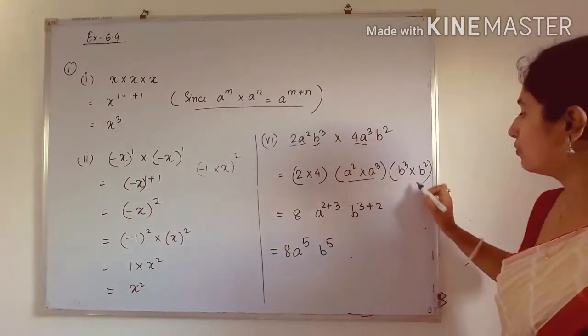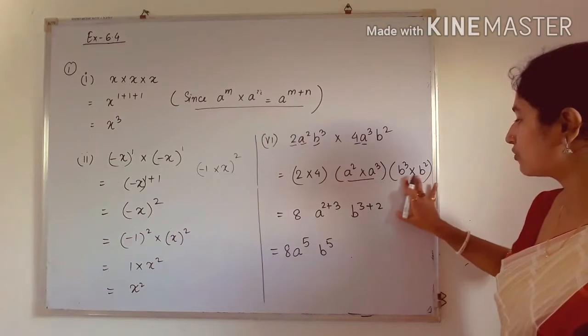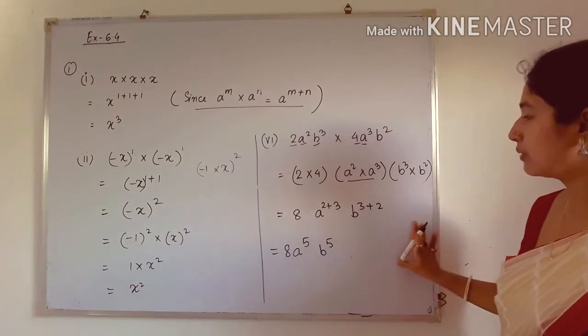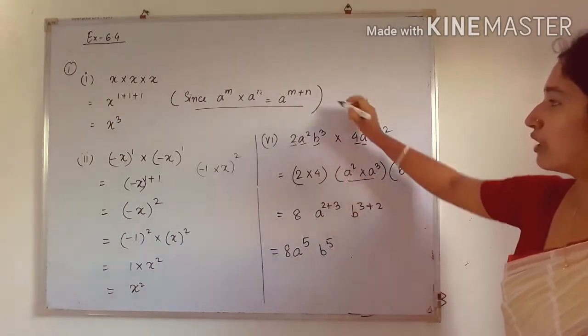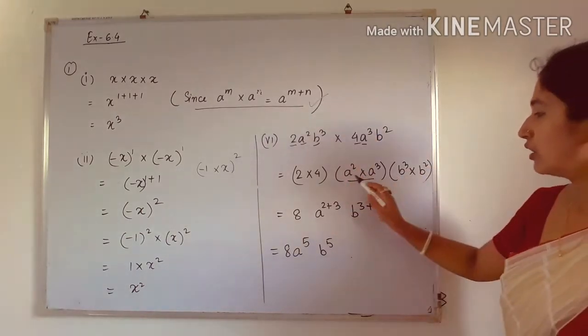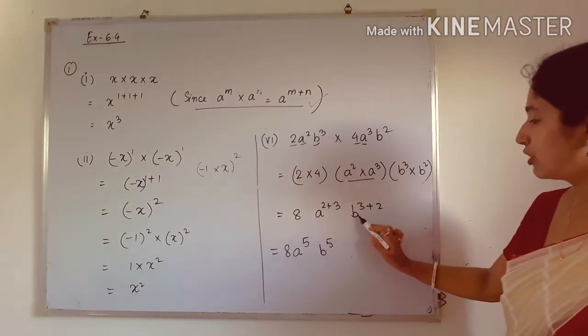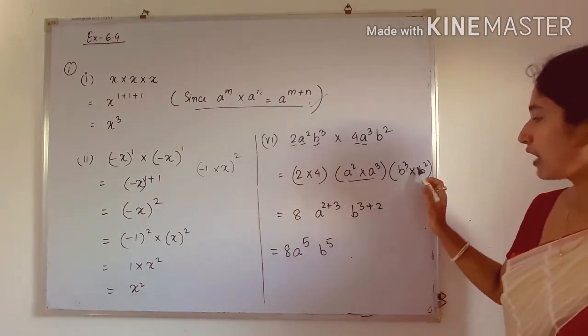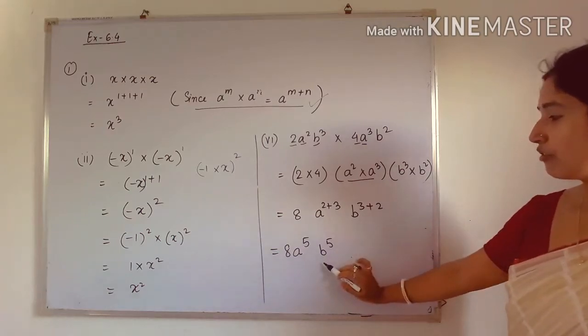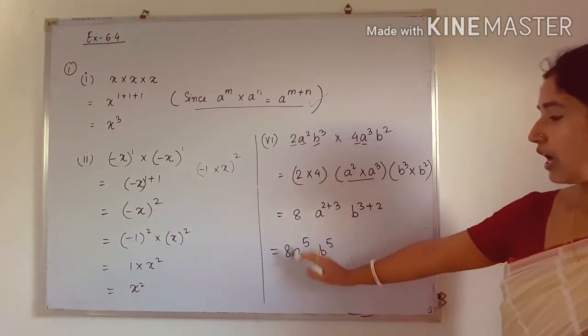Again b cube into b square. Okay, so the variables which are same, I have collected the variables. Now what we have to do, we have to apply this law. So a to the power 5, and here it will also be 5, because b to the power 3 plus 2, adding the powers, we will get b to the power 5, a to the power 5.